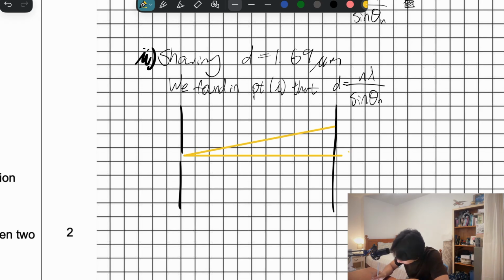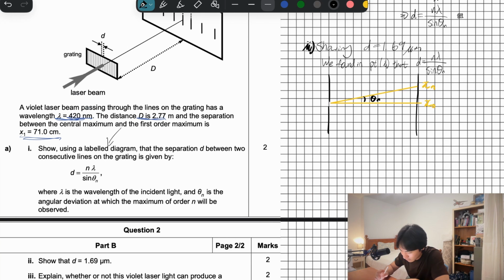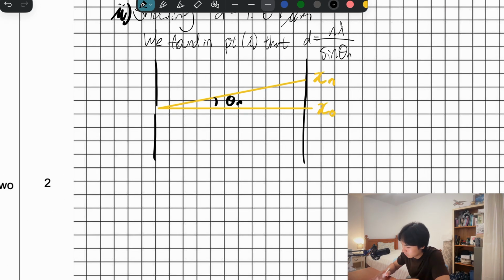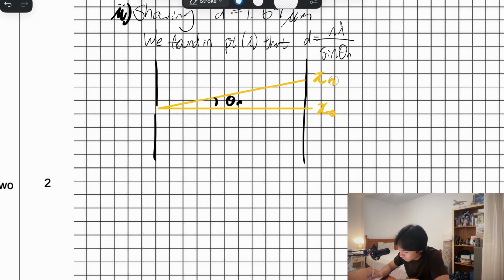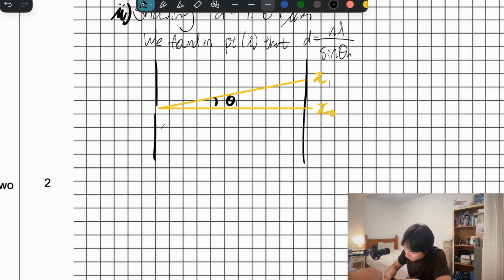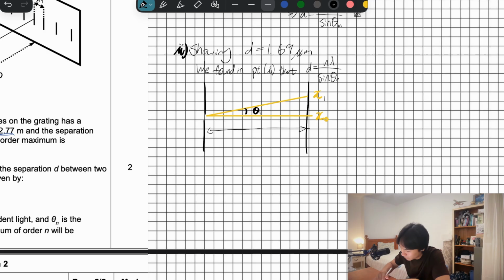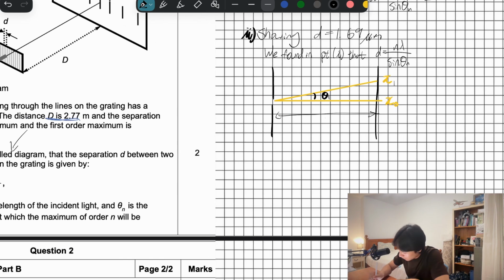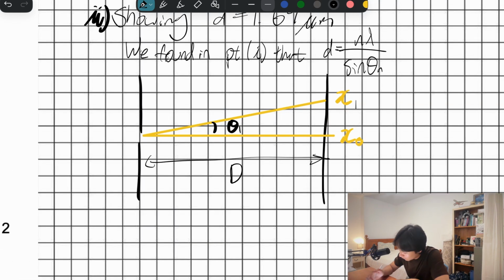You can just say that this is x0 and this is xn, and this made a certain angle theta n. Let's assume this is the first order, n equals 1. Then this is also going to change. This distance here is going to be capital D, and this height here is just x1.